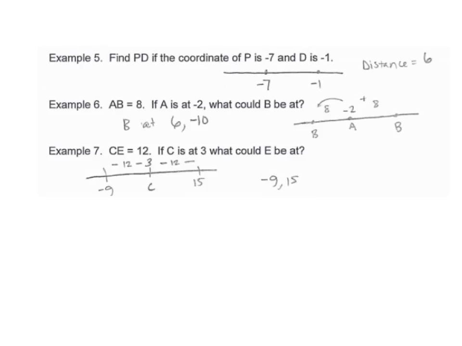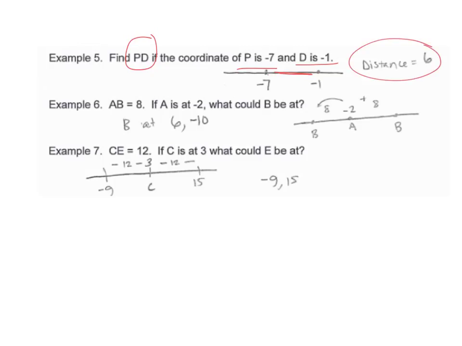These are already filled in, so I'm going to explain examples 5, 6, and 7. It says find PD, so that means the distance. If P is at -7, so I write P at -7, and D is at -1, I put them on a number line. So the distance between them is 6.